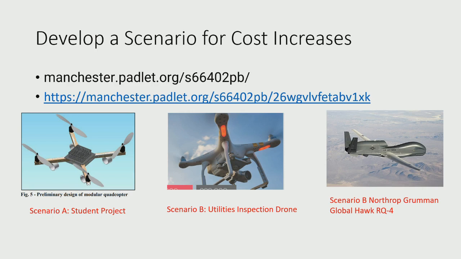So a student project, say, where's the causes of overrun in your student project? If you were making a UAV, or the scenario with a utilities inspection drone, or perhaps the Northrop Grumman Global Hawk RQ-4. If you try and be a little bit creative and think about what could be reasons, some practical reasons for that overrun. And hopefully my Padlet will be working.